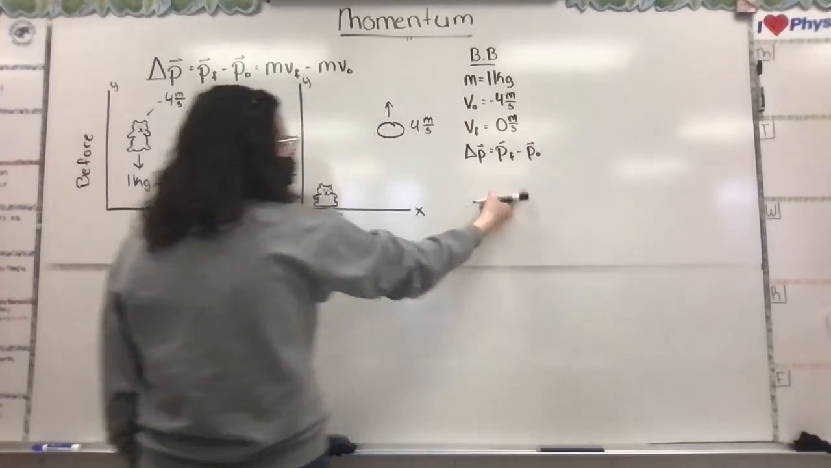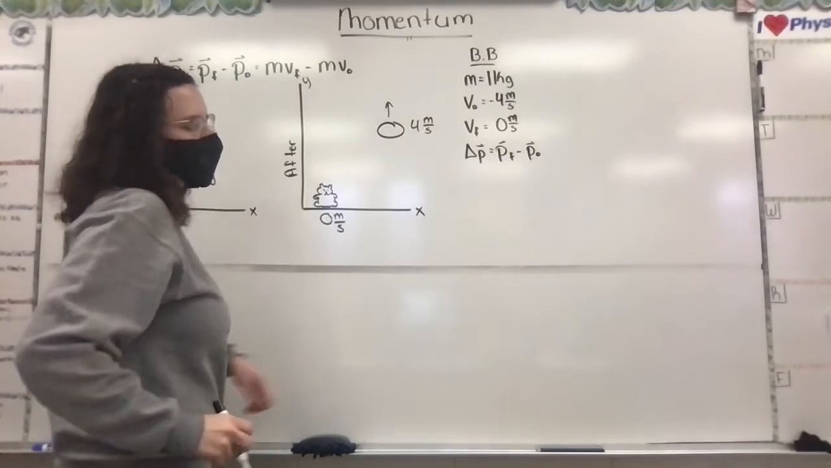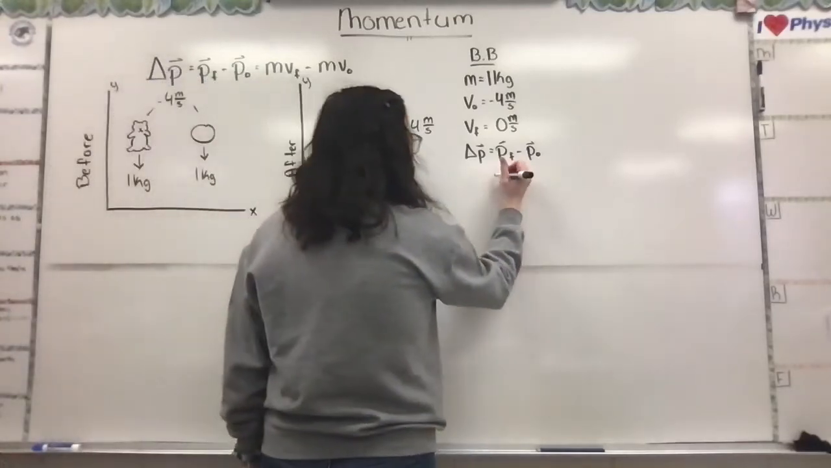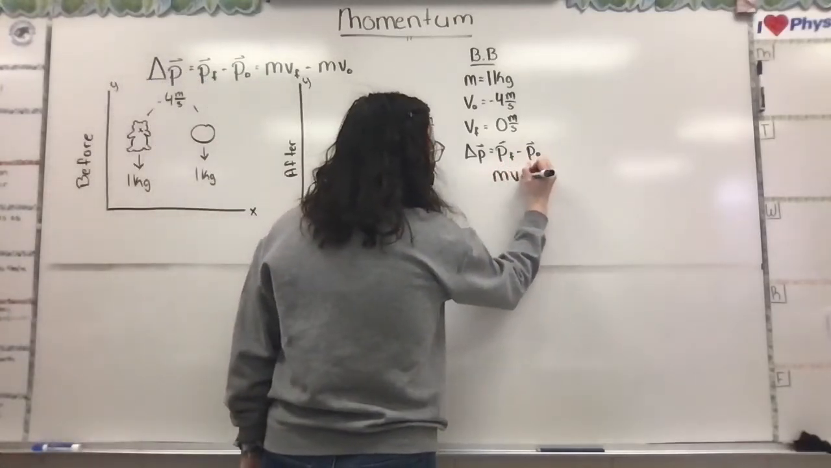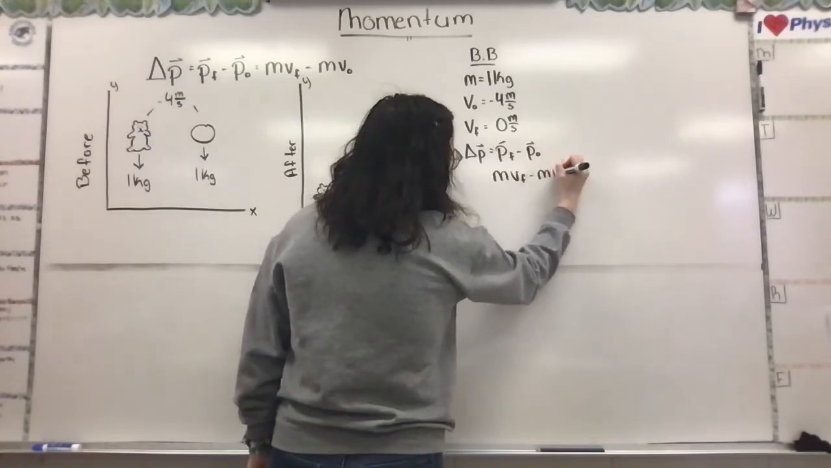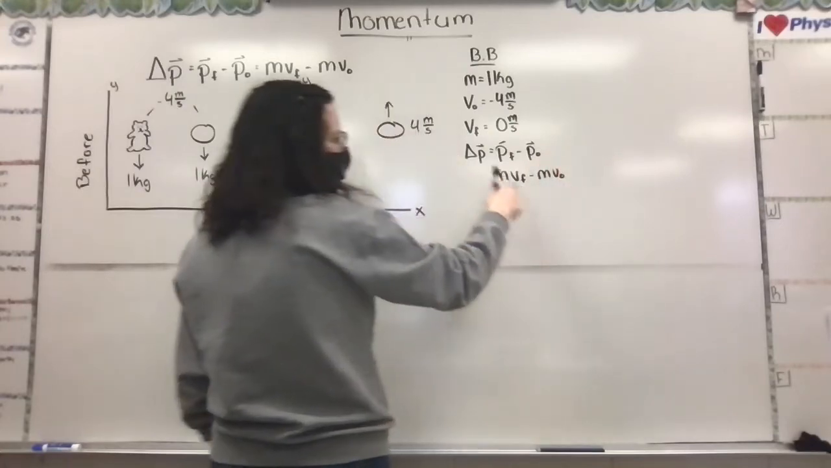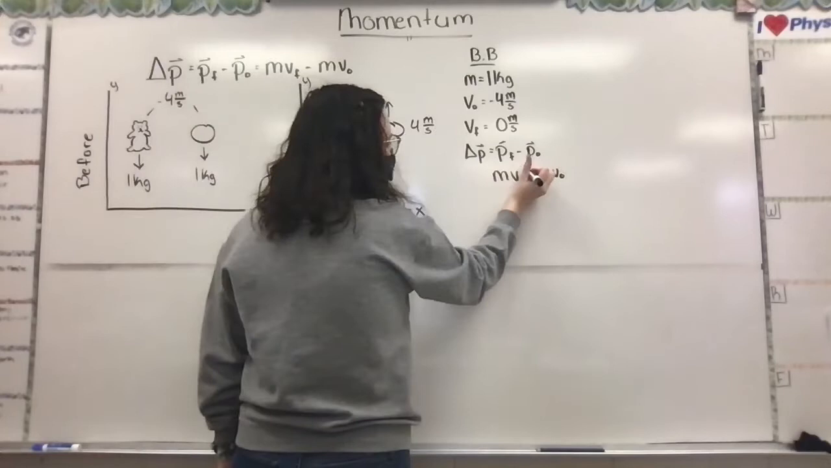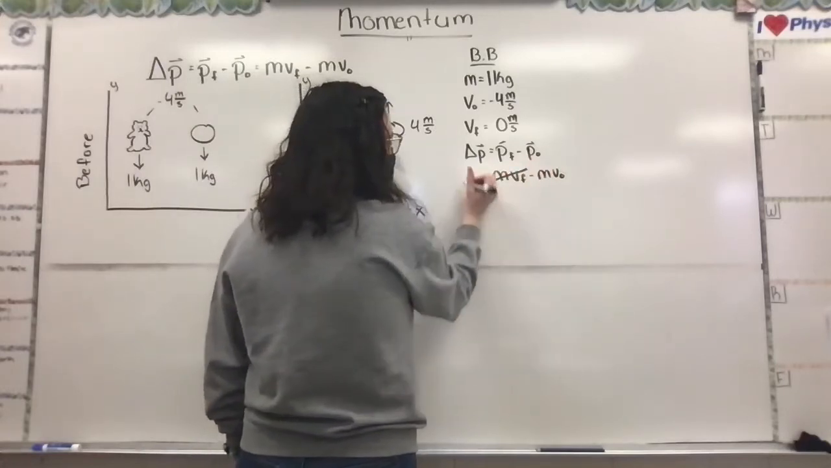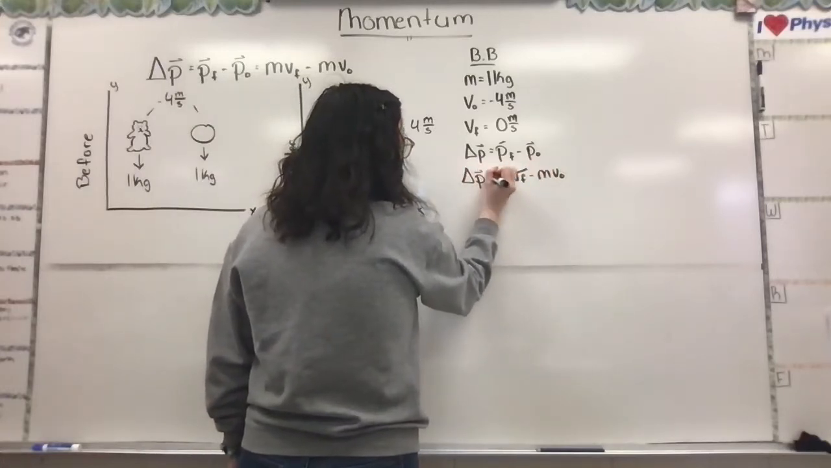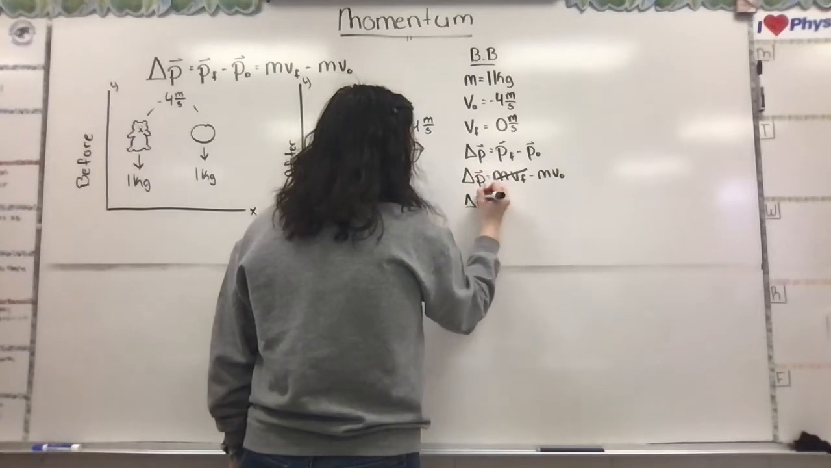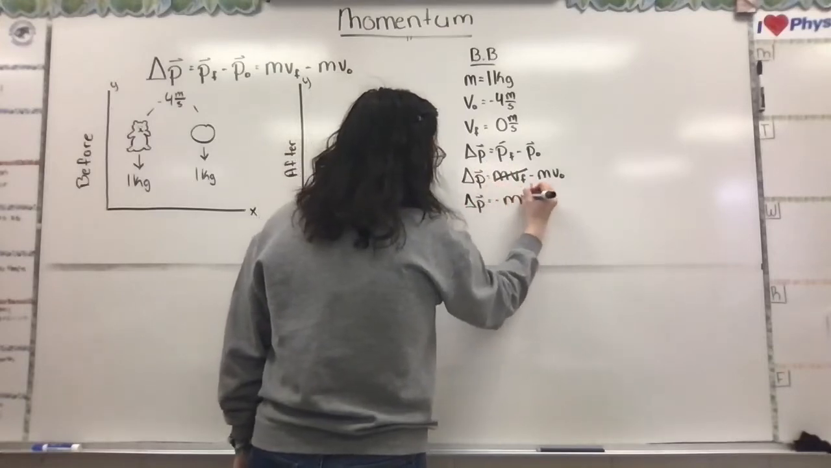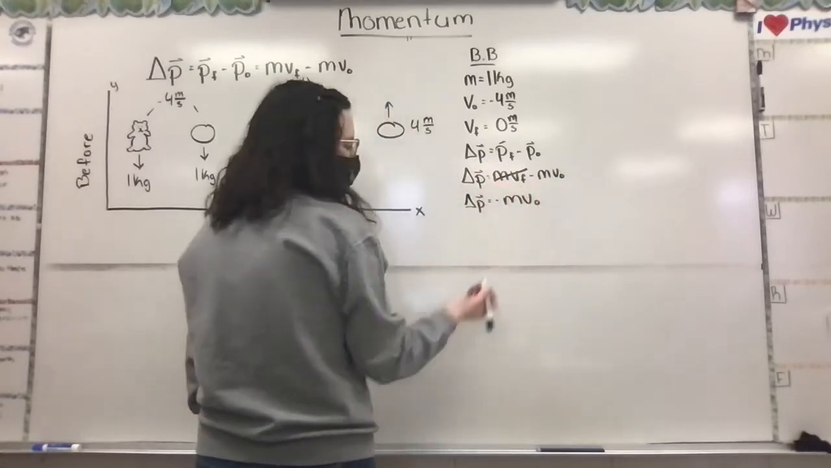Okay, one of these is 0. Which one? Final. Yeah, because remember, you guys, this is M VF minus M V naught, right? And VF is 0. So we can get rid of it. So now we have that the change in momentum is equal to negative M V naught. Can we plug it in now?